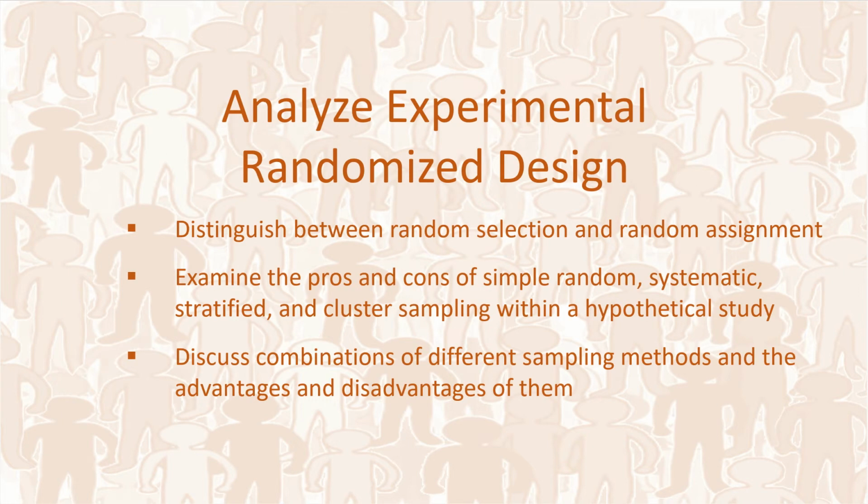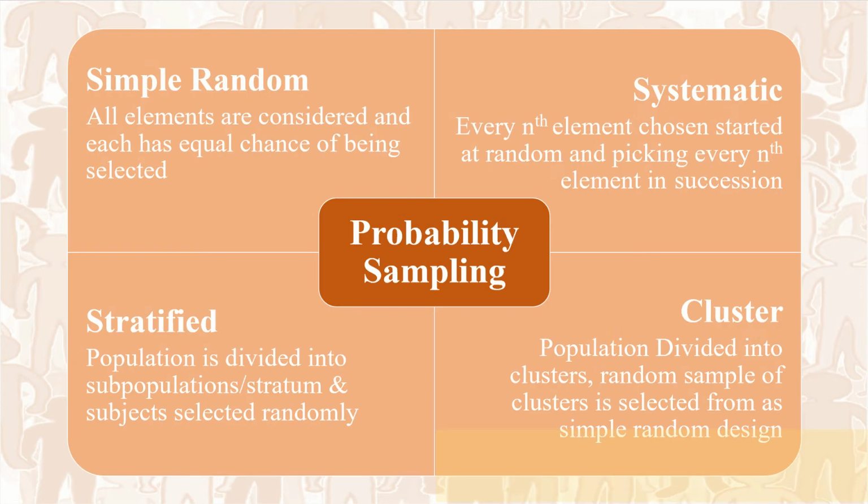The purpose of this presentation is to analyze the randomized experimental design. In analyzing the randomized experimental design, we will distinguish between random selection and random assignment. Next, examine the advantages and disadvantages of simple random, systematic, stratified, and cluster sampling through a hypothetical study. We will also discuss combinations of different sampling methods and the advantages and disadvantages of them.